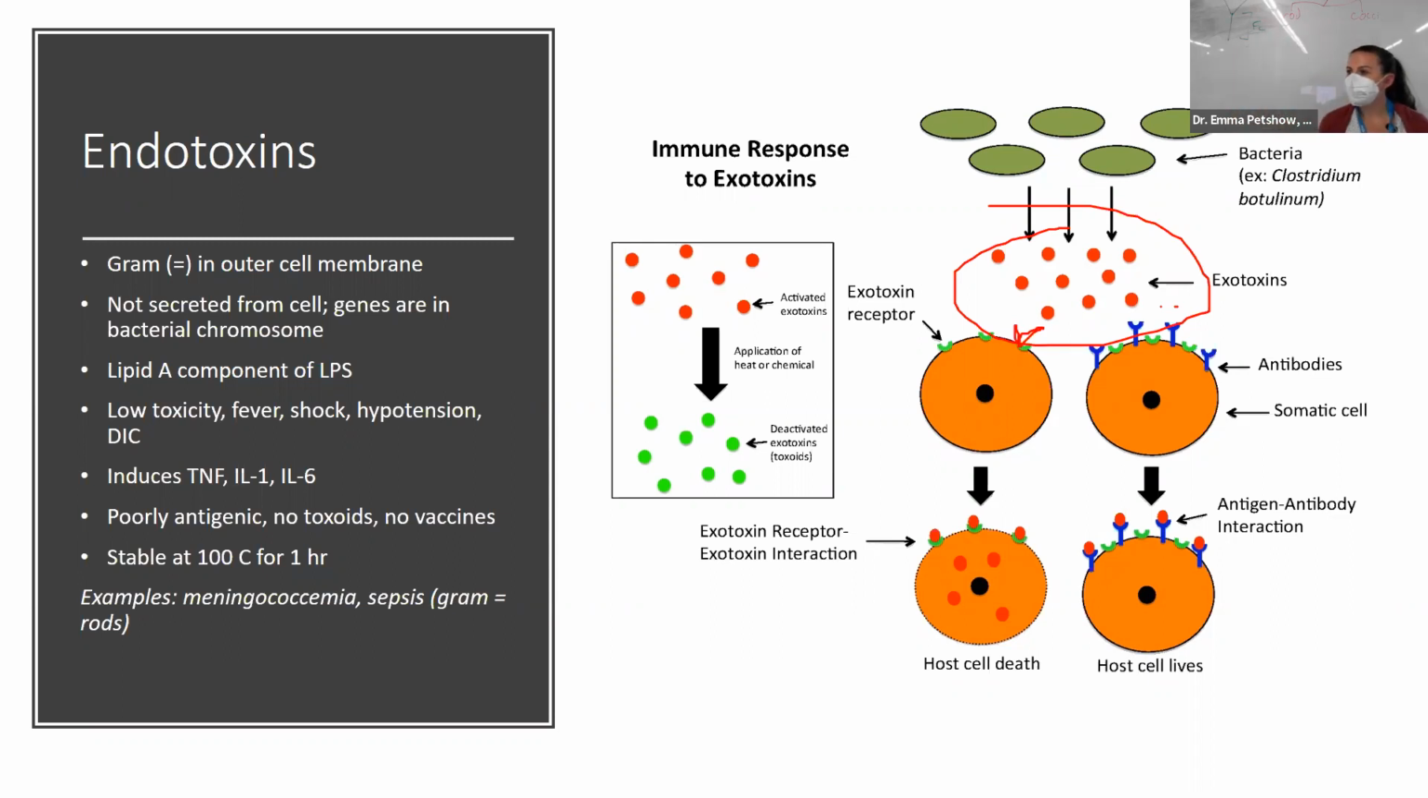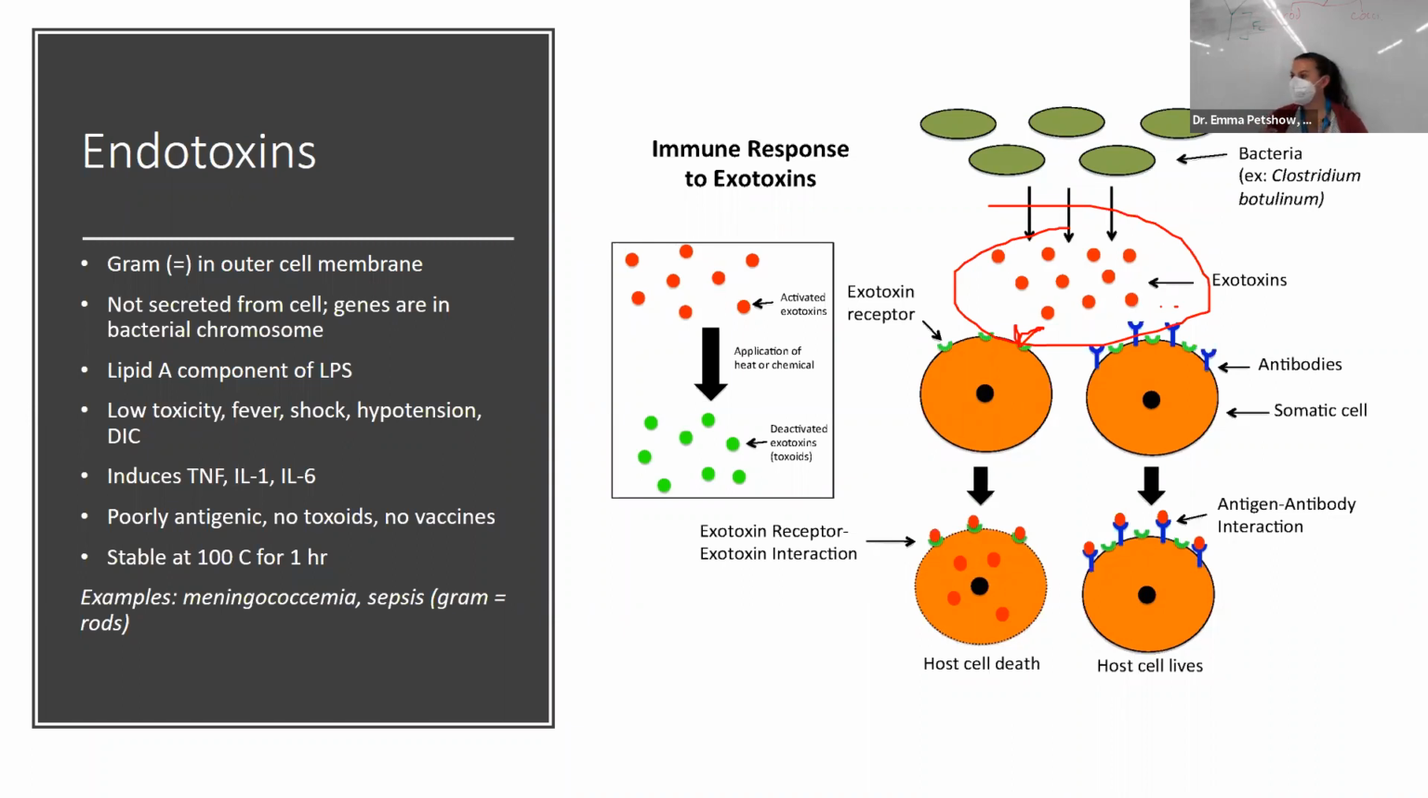So our most common endotoxin that we hear about is LPS, the lipid A component of LPS. And we'll look at what the reaction to an endotoxin looks like. The reaction looks the same, which is nice. This is essentially going to induce our tumor necrosis factor, IL-1, and IL-6. Remember IL-1, it's our big fever response in our body.